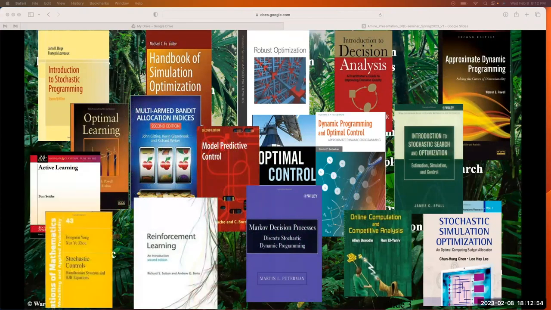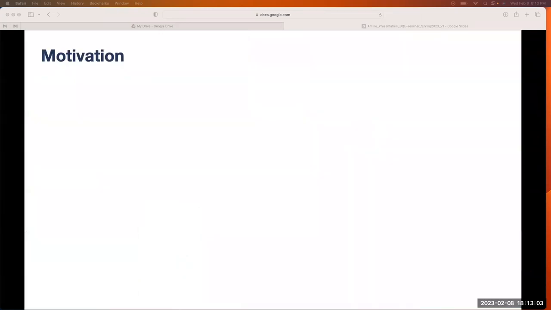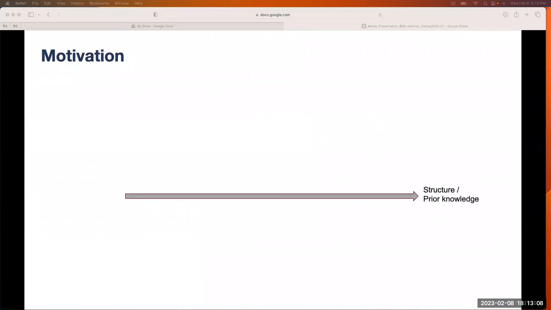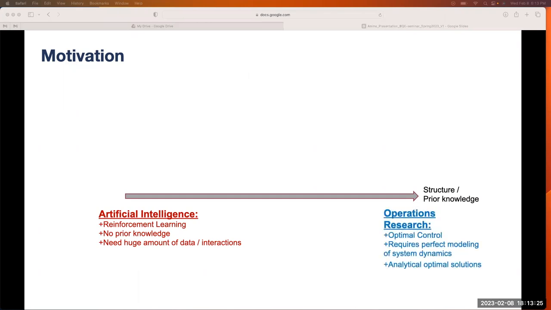And I like to think about these topics as being on a spectrum between pure AI and pure operations research. Let's see how. So we have a spectrum where the amount of structure and prior knowledge in a given environment increases when we go to the right. That knowledge can be used to build models. So state-of-the-art AI is largely model-free, whereas operations research relies on models.